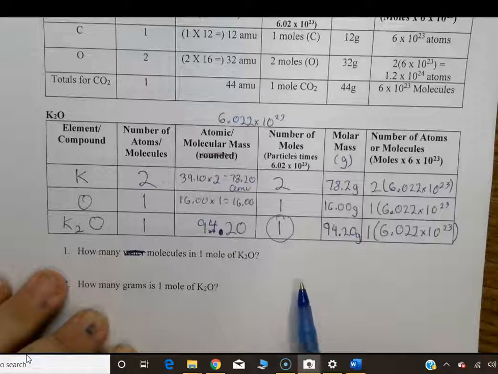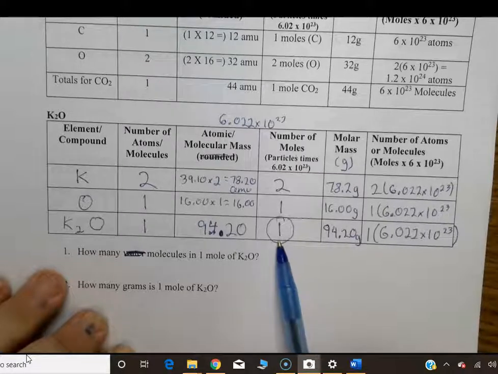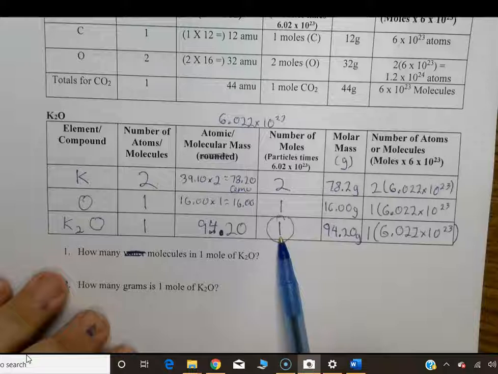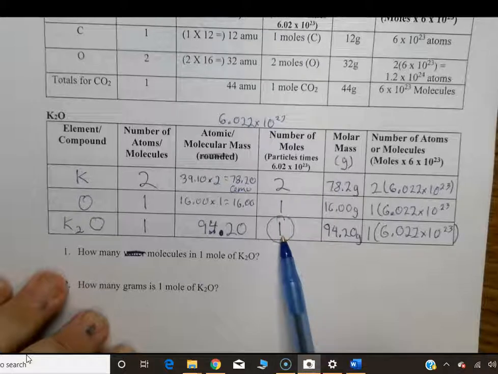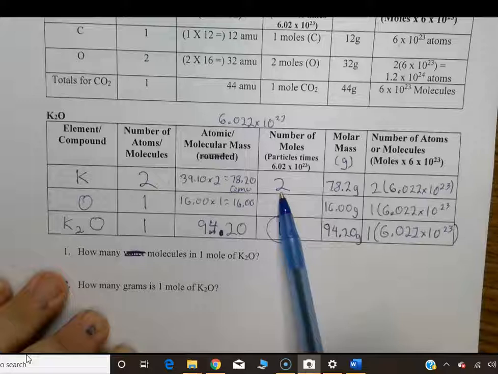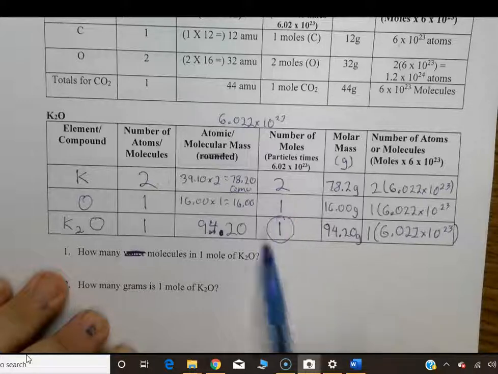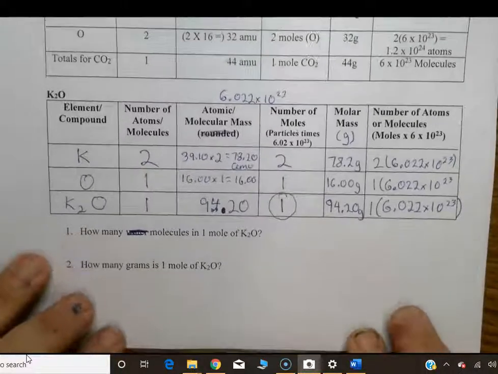So what if I wanted to make 2 moles of K2O, how many moles of potassium would I need? Just throwing out an example problem. Well, it's just like if I need 1 cup of sugar to make 1 cake, and I want to make 2 cakes, then I need twice as much sugar. So if I needed 2 moles of potassium to make 1 mole of K2O, and I want to make 2 moles of K2O, then I need twice as much potassium. That would be 4 moles. You just double the ingredients that you're putting in. It's just like cooking. Okay?